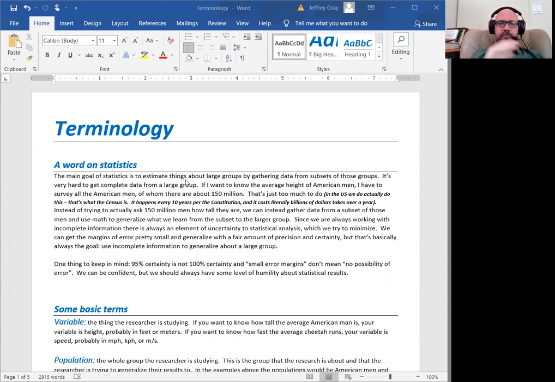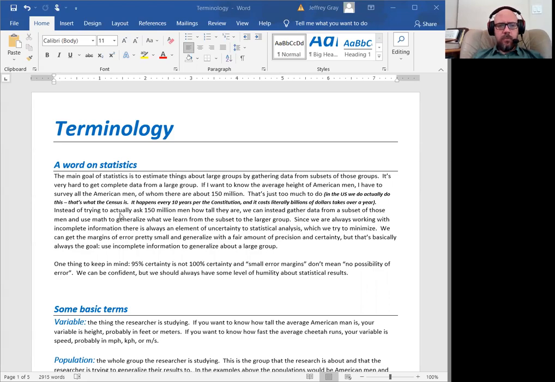What you're doing instead is using a subset of that population, we call it a sample, we'll get to in a second, to generalize to the population. And we can be pretty precise doing that, but not 100% precise. There are always margins of error and uncertainties in statistics. Don't take that to mean that statistics is unreliable. The margins of error are small and the uncertainties are unlikely if you take a good enough and large enough sample. So yeah, let's look at some basic terms.